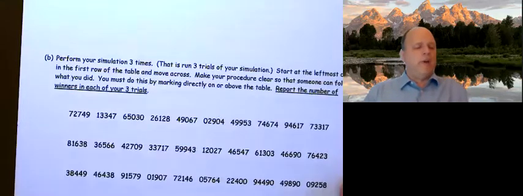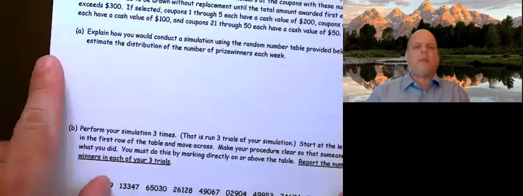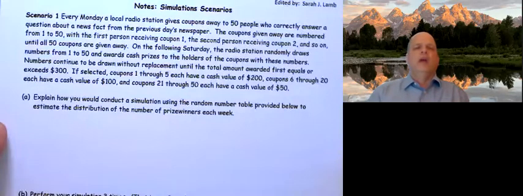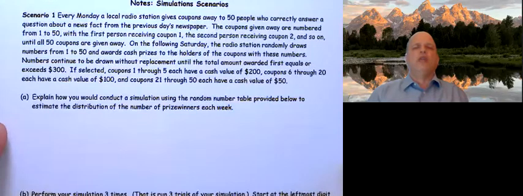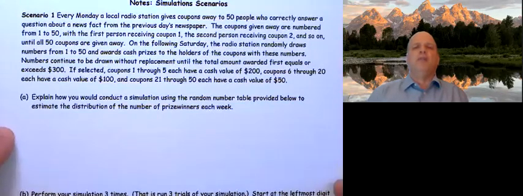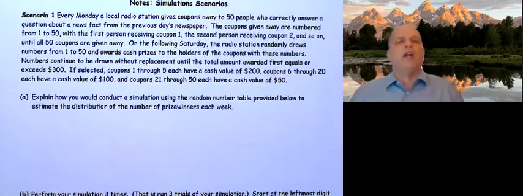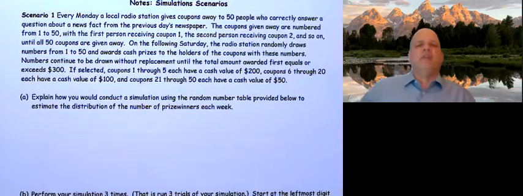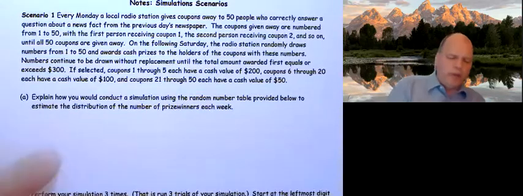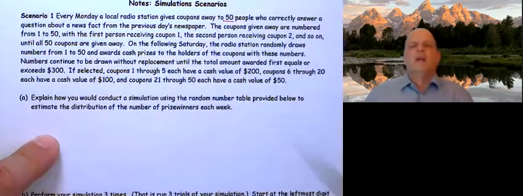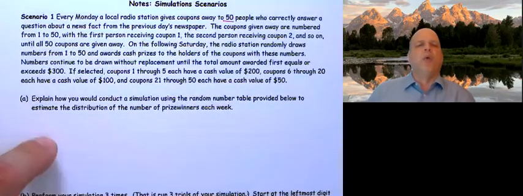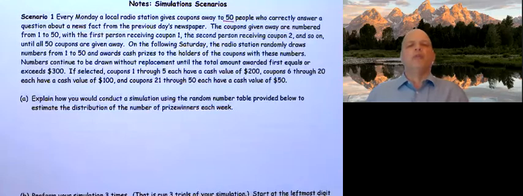So let's look at our very first problem. This is on page 7 of your note spiral. Every Monday, a local radio station gives coupons away to 50 people who correctly answer a question about a news fact from the previous day's newspaper. So we're giving away 50 coupons, all right? The coupons given away are numbered from 1 to 50, with the first person receiving coupon 1, the second person receiving coupon 2, and so on, until all 50 coupons are given away.